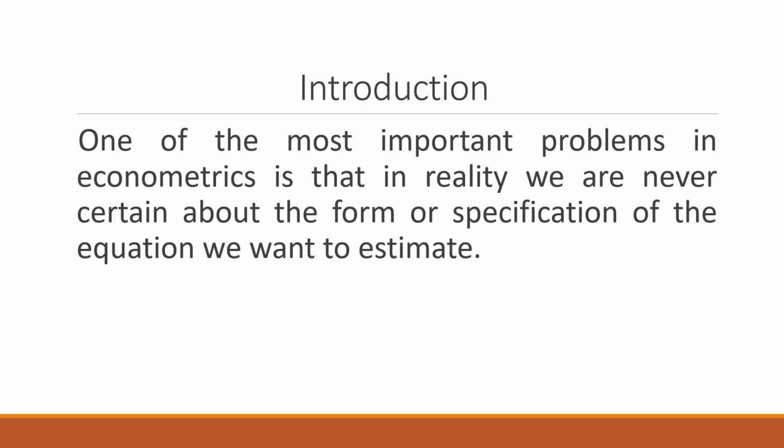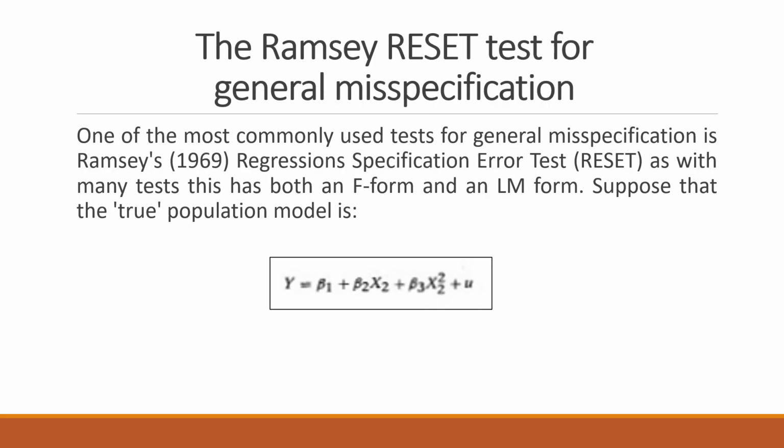One of the most important problems in econometrics is that in reality, we are never certain about the form or the specification of the equation we want to estimate. This means that we are never sure whether our independent variable is affecting the dependent variable linearly, or whether it has a quadratic nature. Say, for example, in this equation, x2 can have a linear effect, a quadratic effect, or a cubic effect. And for this, we have to carry out the Ramsey RESET test for general misspecification.